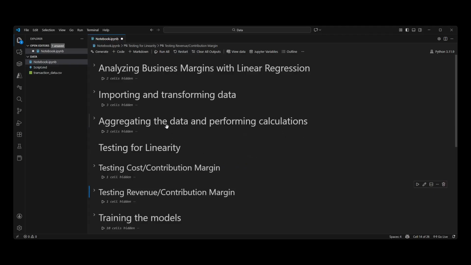So in this video, I'm going to demonstrate using linear regression to analyze margins for businesses. We're going to spot trends in contribution margin against cost and revenue.